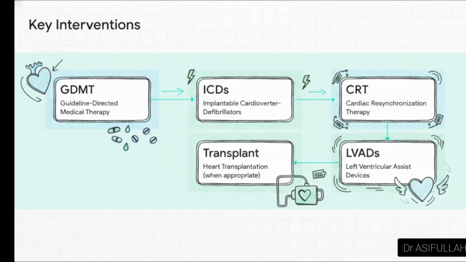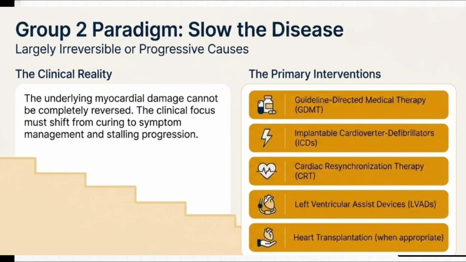So, what happens when we can't reverse the damage? For these Group 2 progressive diseases, the reality gets a bit more serious. Our focus has to shift from curing the patient to managing symptoms and stalling the progression. We use a stepwise approach for this.